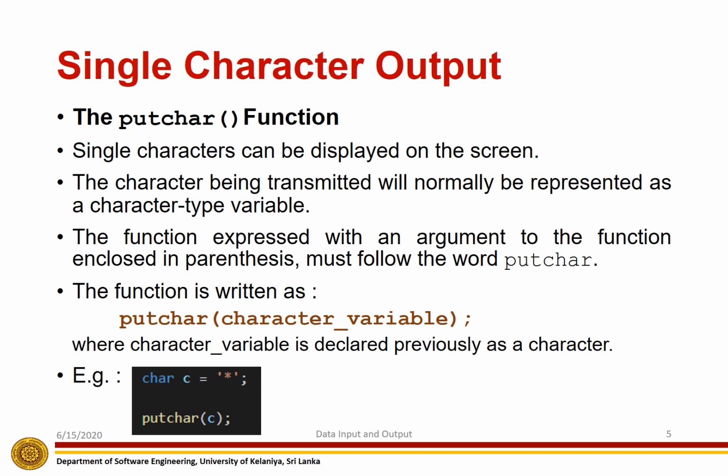In general terms, a function reference would be written as putchar, with the character variable inside the parentheses, where character variable refers to some previously declared character variable. You can see an example in the slide. In the first statement, we declare and initialize a C character type variable. Then the second statement causes the single character to be displayed on a standard output device. Putchar is for displaying the output.